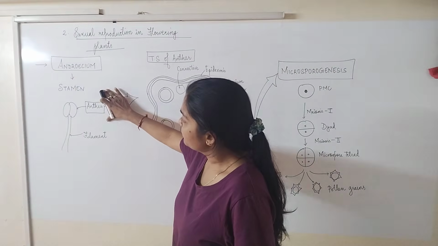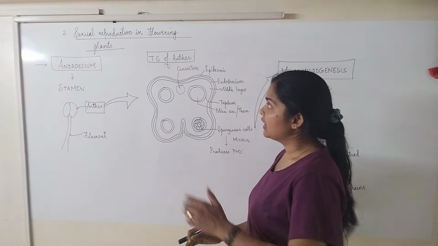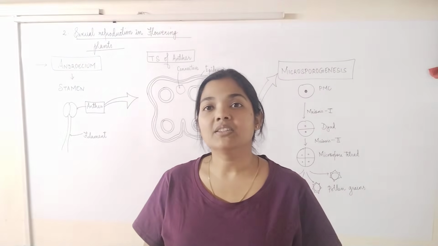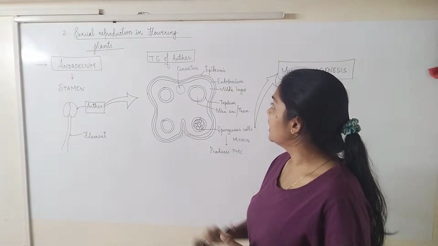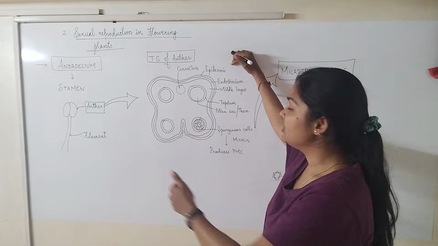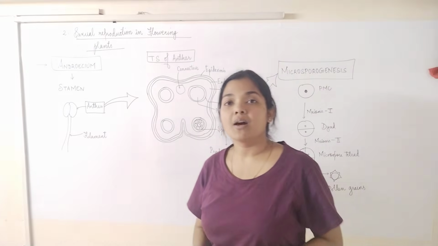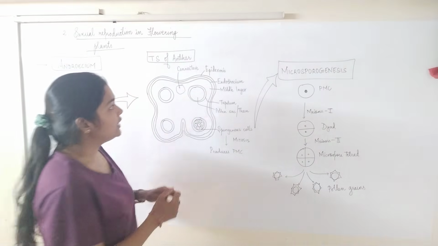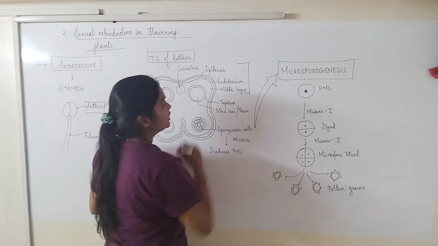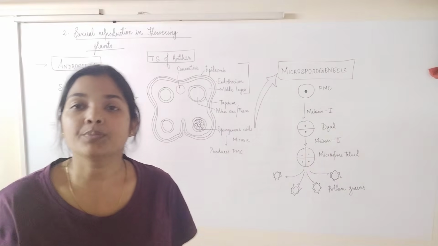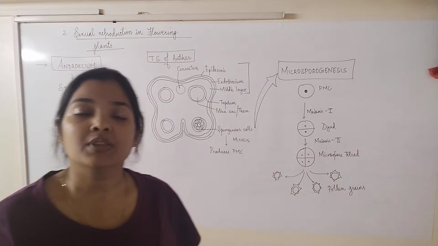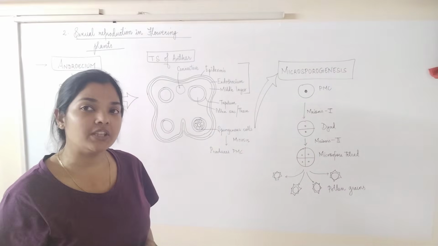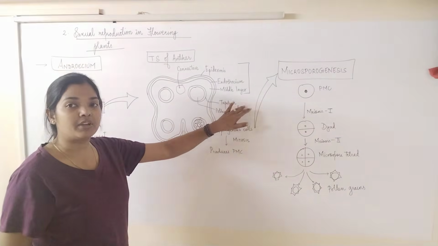Now if we look into the structure of anther, if we cut a transverse section of anther, we will find that in the outermost part there are four layers. The four layers are, starting from the outer part, epidermis, followed by endothecium, then the middle layer, and the innermost is tapetum. The outer three layers are associated with the function of providing protection, and not only this, they also help in the dehiscence of the anther, which further helps in releasing the pollen grains when they are mature. Then comes the tapetum.